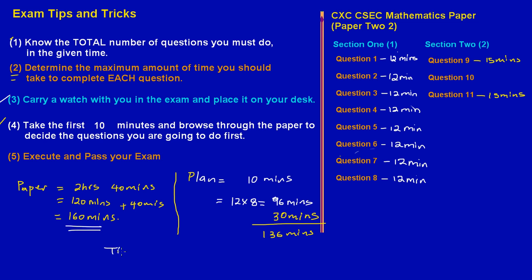So the time that's left is equal to 160, which is the total, minus the time that we have used so far. So we would have a total of 24 minutes. Now basically, my friends, you would have gone through all of the paper. You would have maximized your marks already. So you now have another 24 extra minutes left over to go through the questions that you didn't complete.